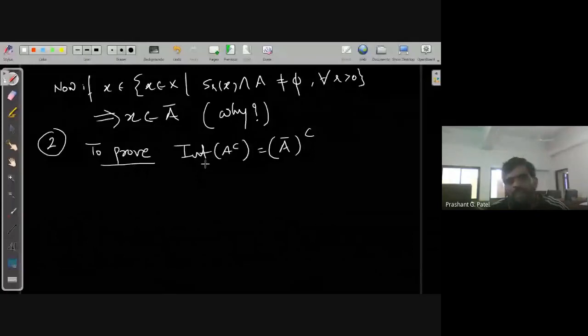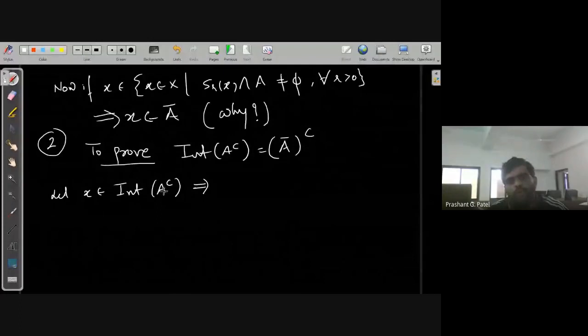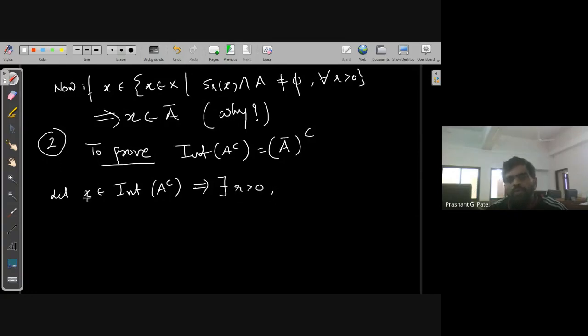So to prove this, if I pick any point here, how do I show that that point is also here? So let x belong to the interior of A. This implies it is an interior point. So I can say x is an interior point of that. According to the definition of an interior point, there exists r greater than 0, that means there exists some neighborhood of x, which is S_r of x, which is a subset of A complement, due to the definition of the interior of A complement.